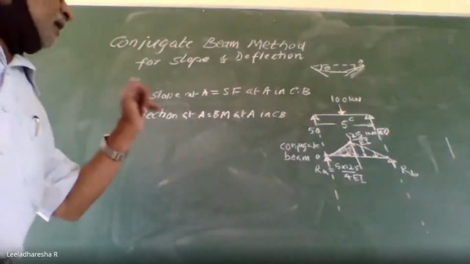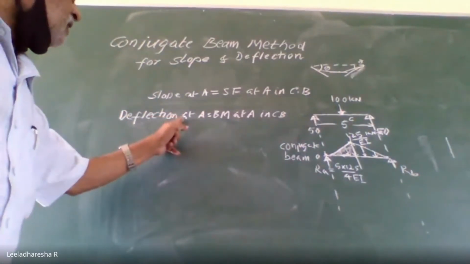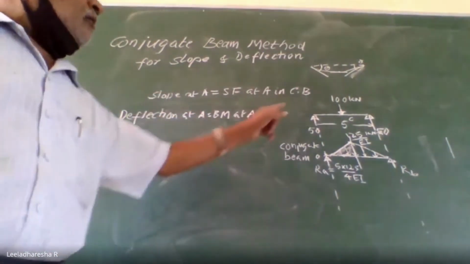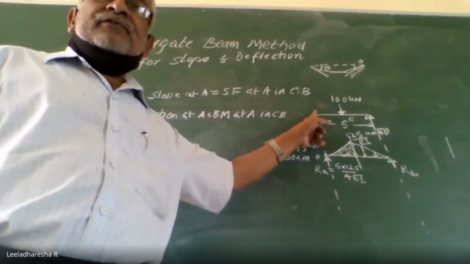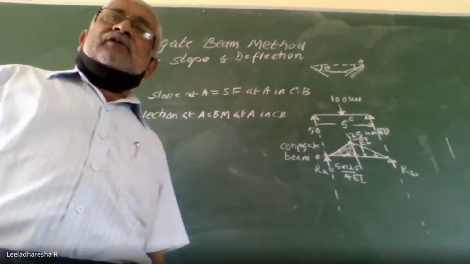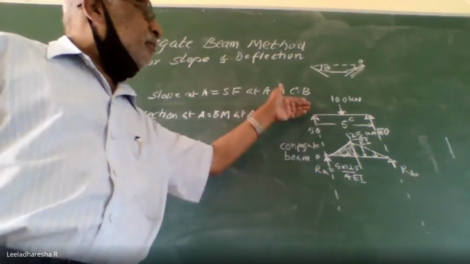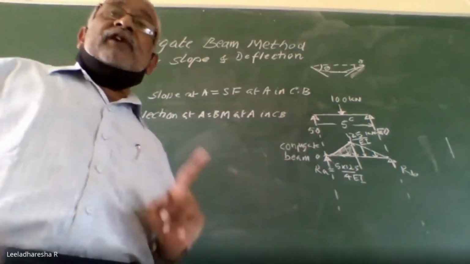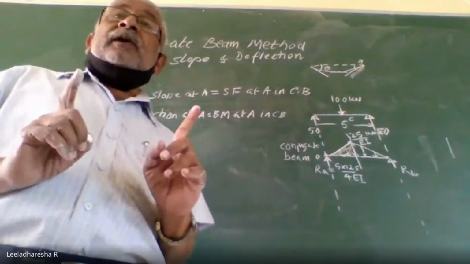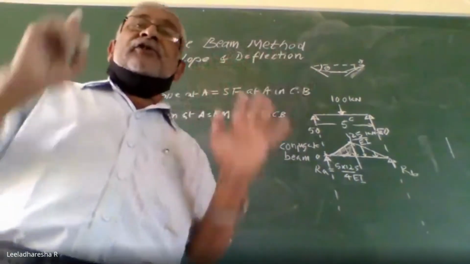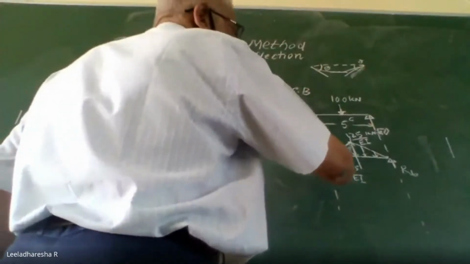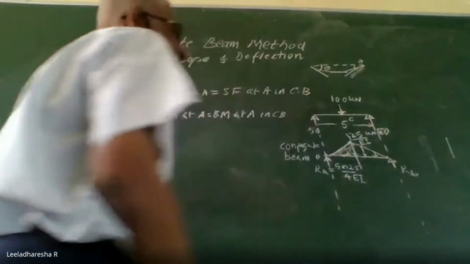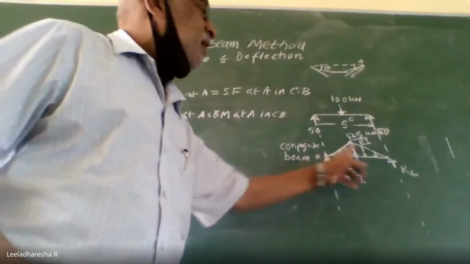Now, if I want to find deflection at A, will this end deflect? The free end of the beam is not going to displace. It cannot move up or down. Therefore, deflection must be equal to 0. Let us check whether we get 0 or not. I take a section here, consider the right part of the section and find the bending moment.